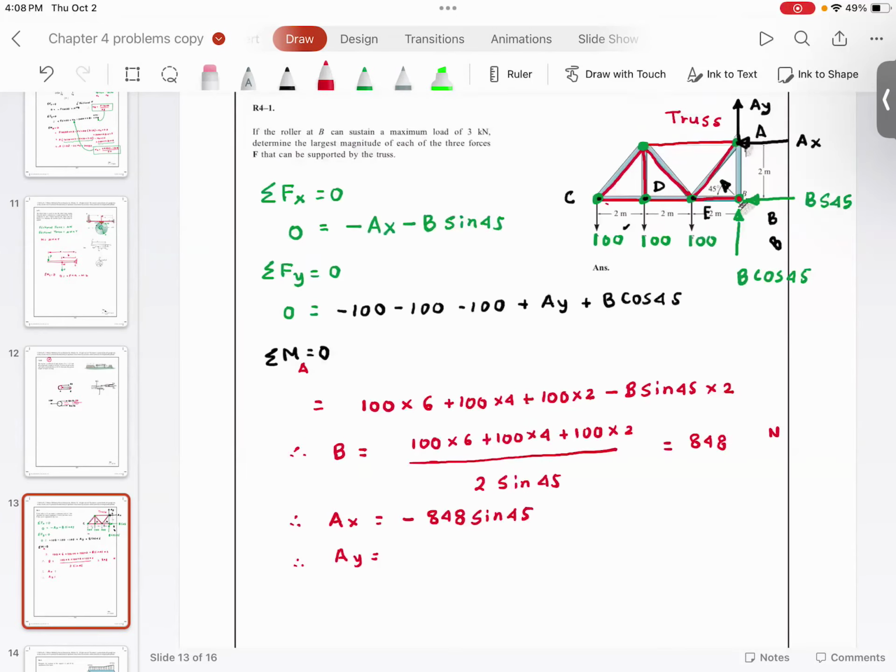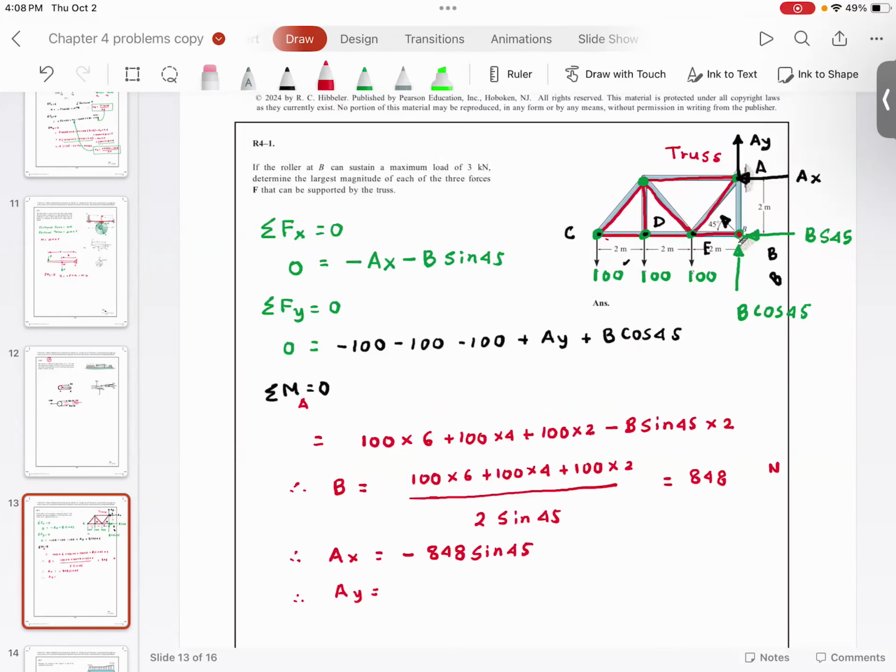And why is it minus? That tells me that the direction that I have assumed is incorrect. So incorrect direction. So AX is in this direction. So this is how the AX should be.